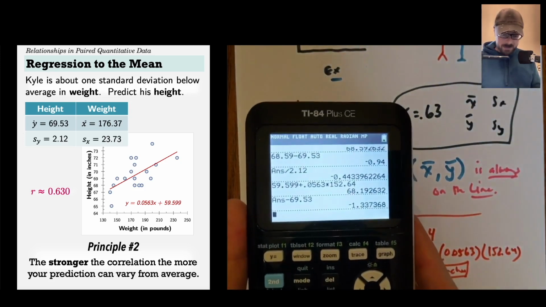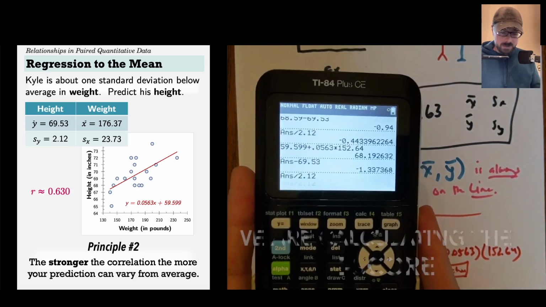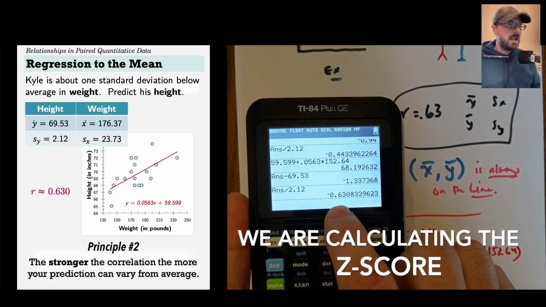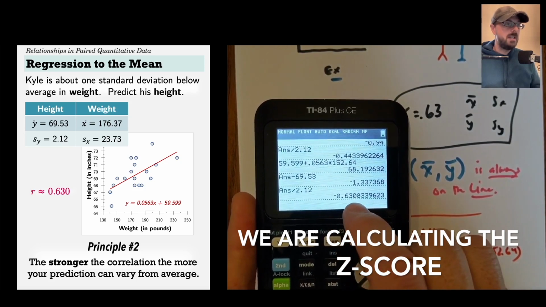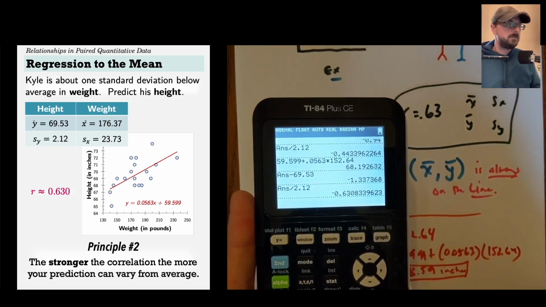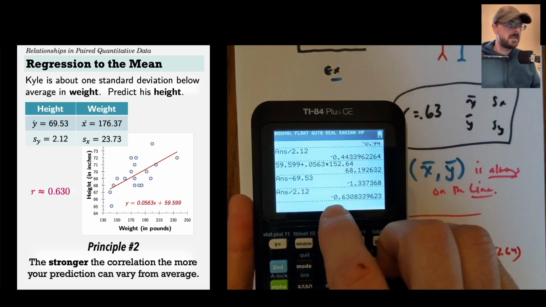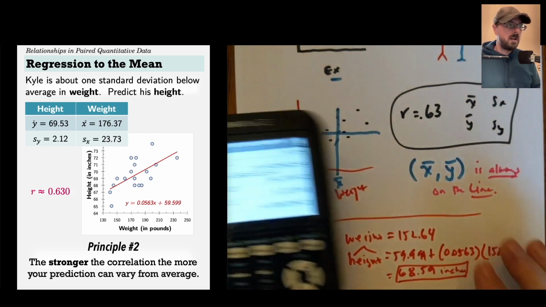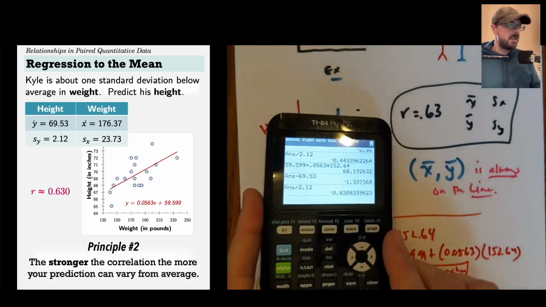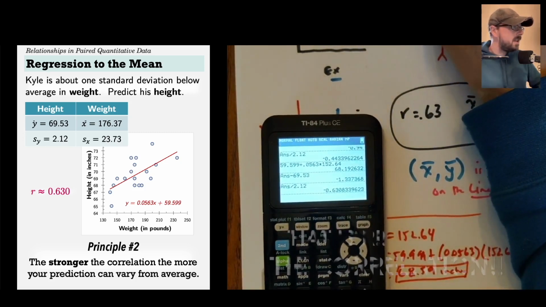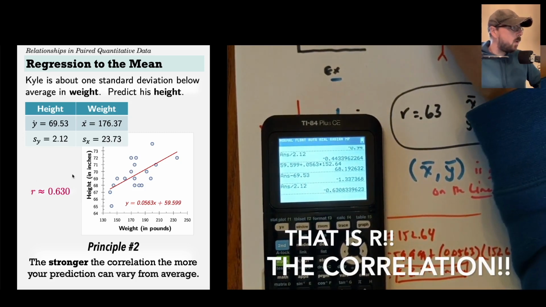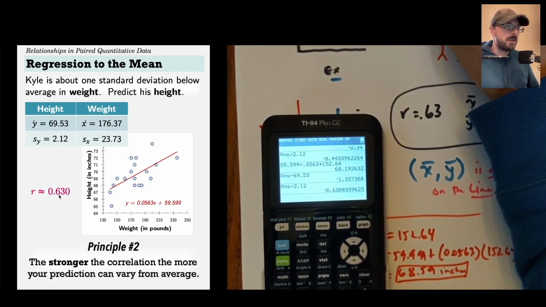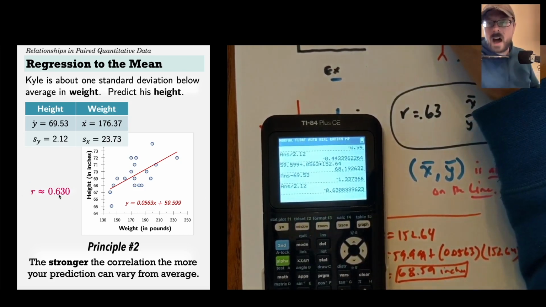So how many standard deviations is that? Let's divide that by 2.12, and there we go. Negative 0.6308 or so. Does that look familiar to us? How many standard deviations below average do we go? 0.63 standard deviations. Check it out right here. Do you see the correlation between these variables was 0.63? Is that a coincidence? It is not a coincidence.